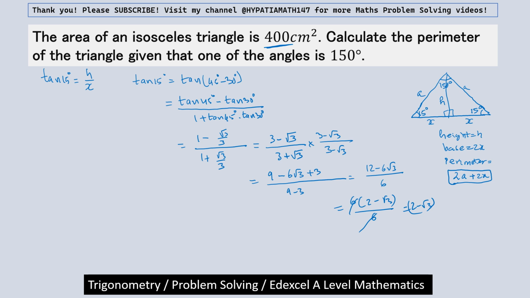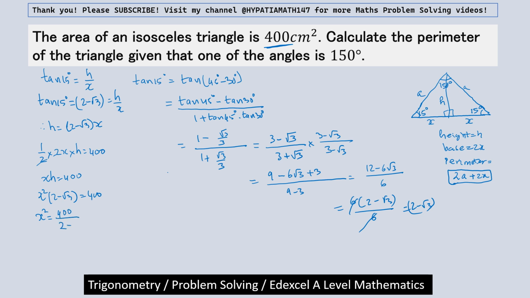Therefore tan 15 degrees equals 2 minus root 3, and that is equal to h out of x, and therefore h is 2 minus root 3 times x. So we have the area, half times base times height, so 2x times height is 400, so xh is 400, and we know what h is, so x times 2 minus root 3 times x, x squared, equals 400. Therefore x squared is 400 out of 2 minus root 3.